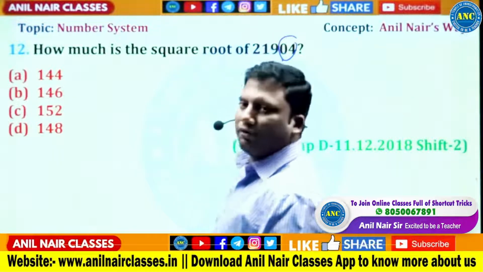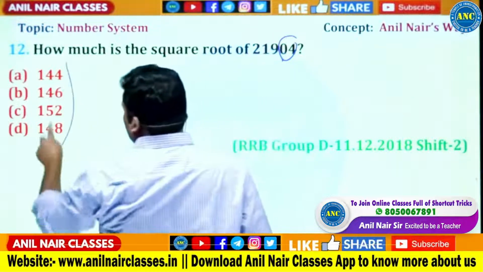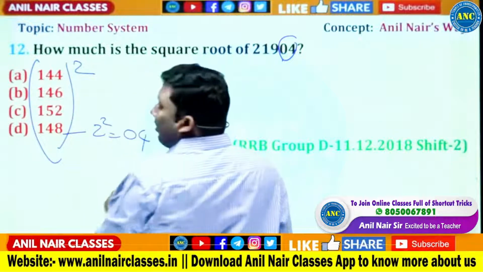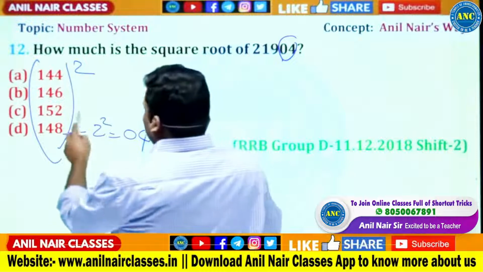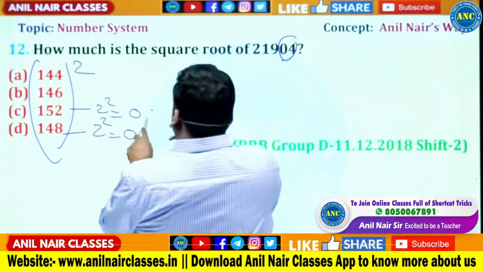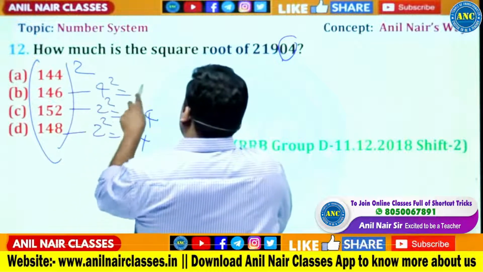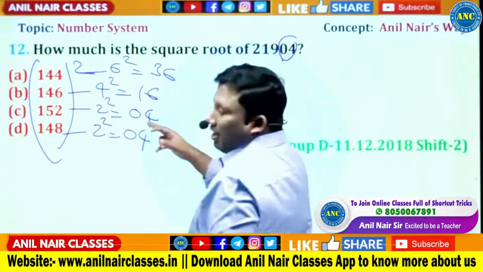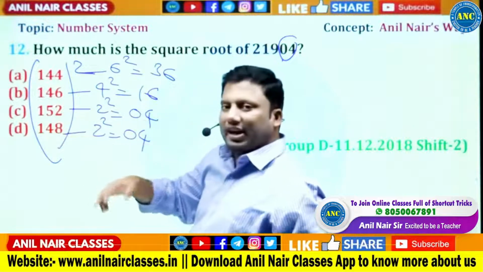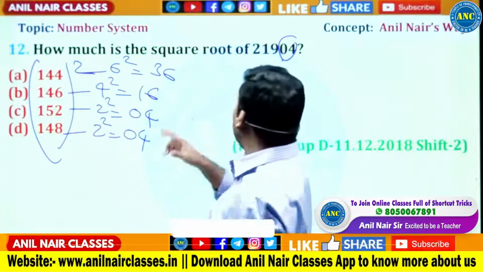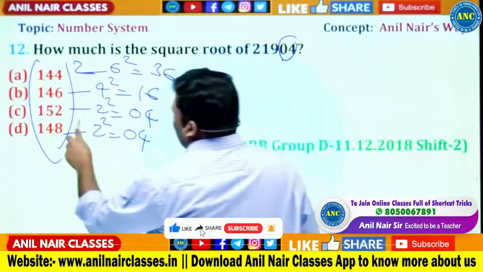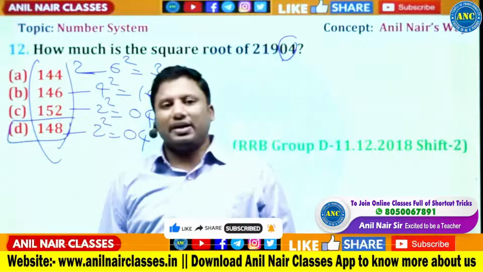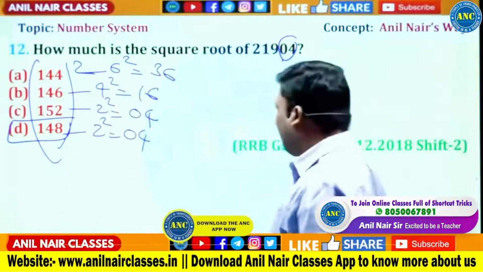It is 04. If it is 04, check it out. This will become 2 square, which is 04. 148 is 2 less than 150. 2 square is 04. 4 square is 16. 6 square is 36. Now if you see 148, 150, 15 square is 225. Answer is 148. I hope the idea is very, very clear to you.